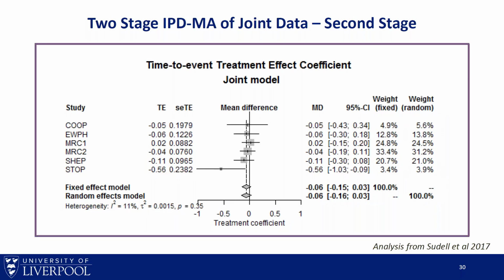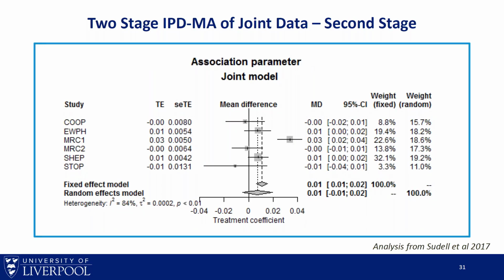If we move on to the treatment effect estimate from the time to event submodel, we see that we don't really have an effect of assignment to treatment on risk of death. We don't have a direct effect of it. Again, results across studies are variable, and we've got a very different result from the STOP trial than the other trials. But if we look at the meta-analysis of the association parameter, we start to see something quite interesting.